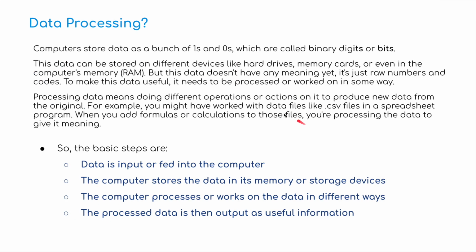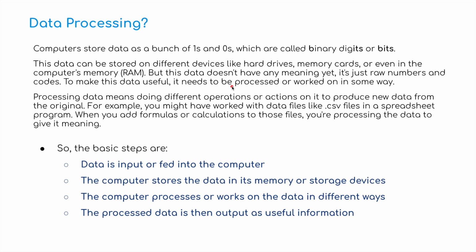So let's have a little look at data processing. Basically, we should all know this. Computers store data as a bunch of ones and zeros, binary, which are called binary digits, shortened to bits. This data can be stored on different devices like hard drives, memory cards, or even in the computer's memory, RAM. But this data doesn't have any meaning yet. It's like raw numbers and codes.